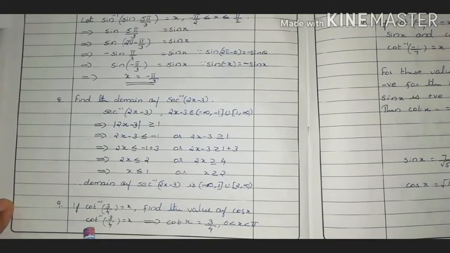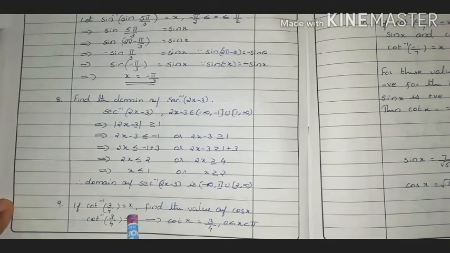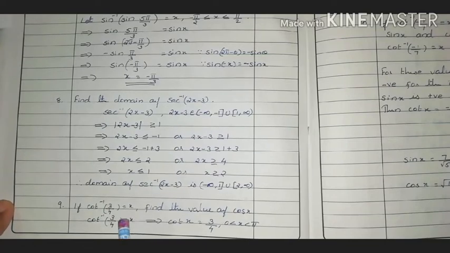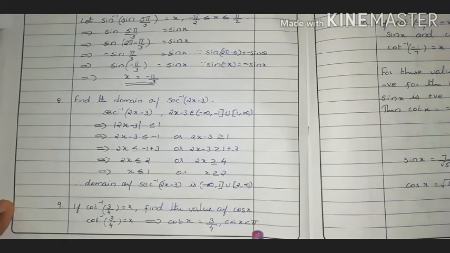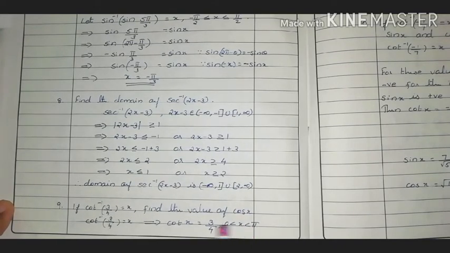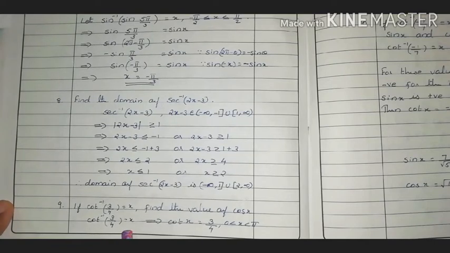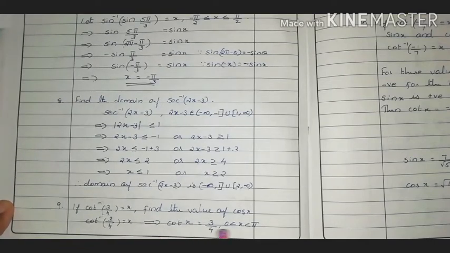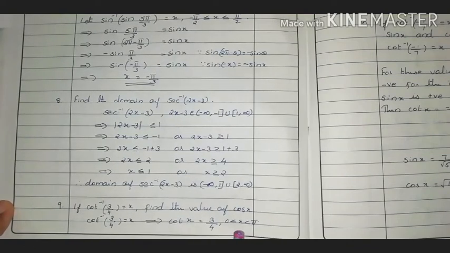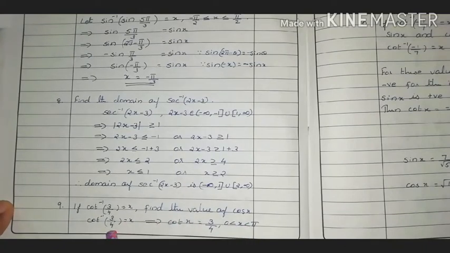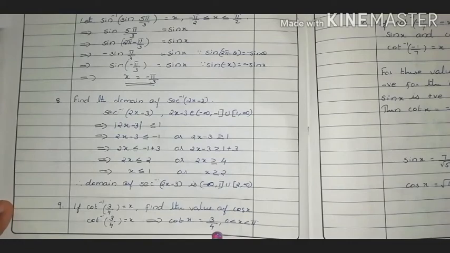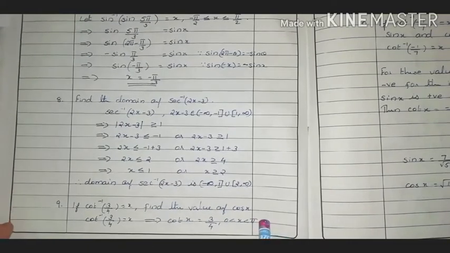And here cot inverse 3 by 4 is equal to x. So which values are possible for x? The principal values for cot inverse x are the open interval 0 to pi. So here we want to consider 0 less than x less than pi. So cot x is equal to 3 by 4, and we can consider these values only.